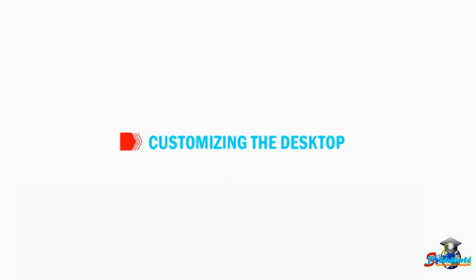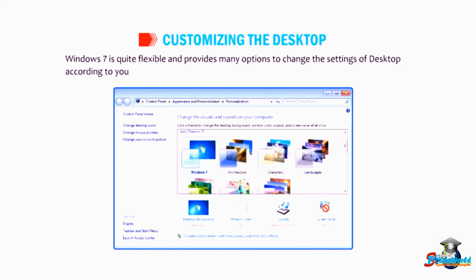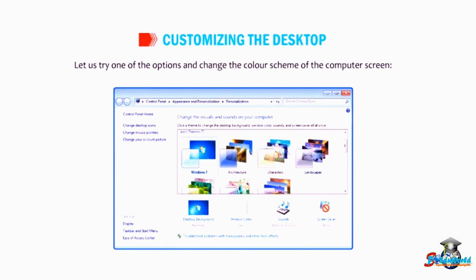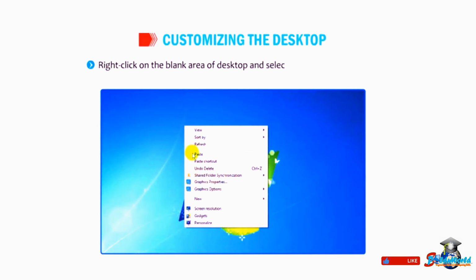Okay, let me tell you how to customize the desktop. Windows 7 is quite flexible and provides many options to change the settings of the desktop according to your choice. Let us try one of the options and change the color scheme of the computer screen. Right-click on the blank area of the desktop and select the Personalize option.